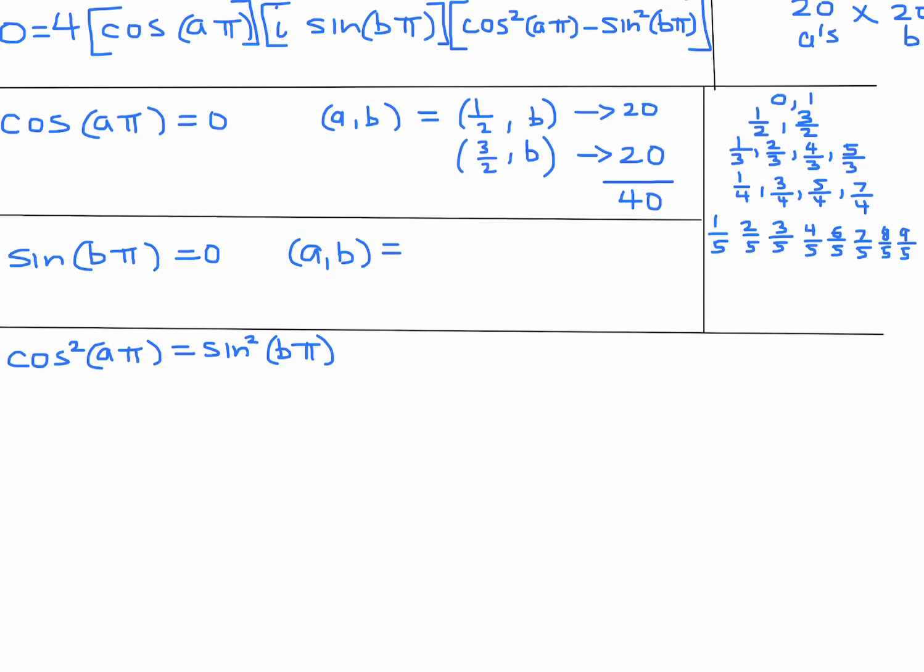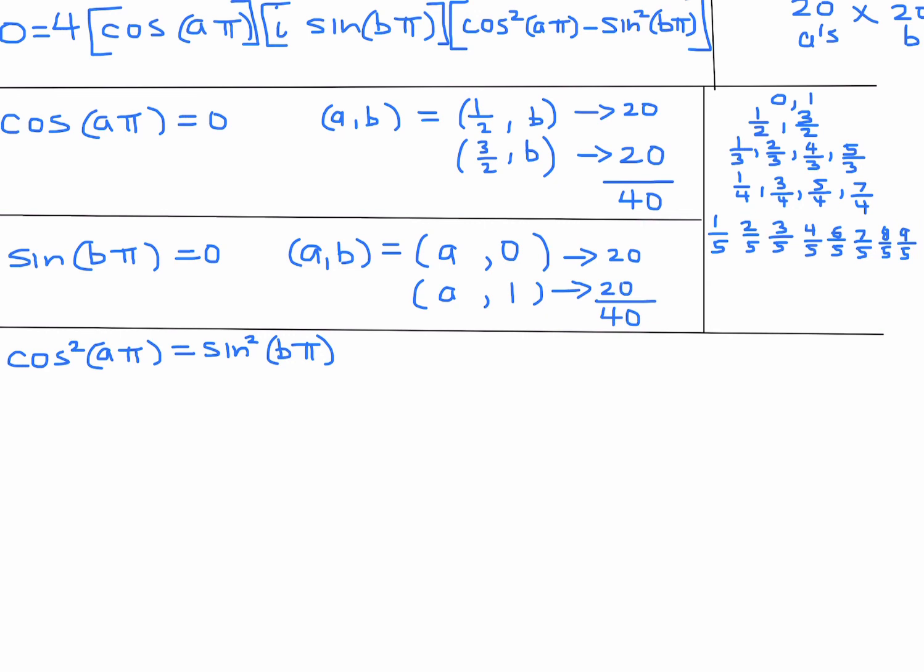Well, a and b can be as follows. The b this time has to be either 0 or 1. And the a can be any of these because a is not part of this equation. So it can be any of those 20 for this guy and any of those 20 for this guy. So that gives me another 20 and 20, 40. So I've got 40 and 40, 80.